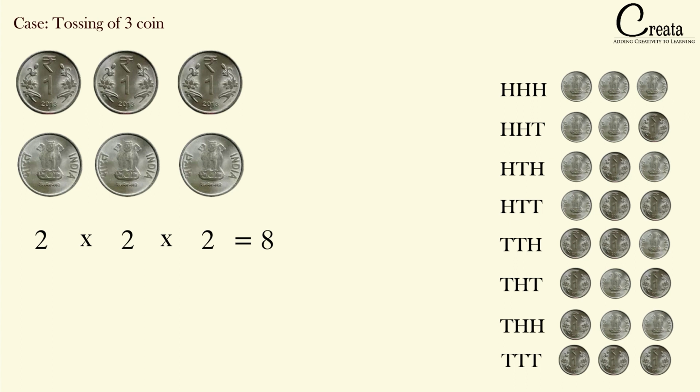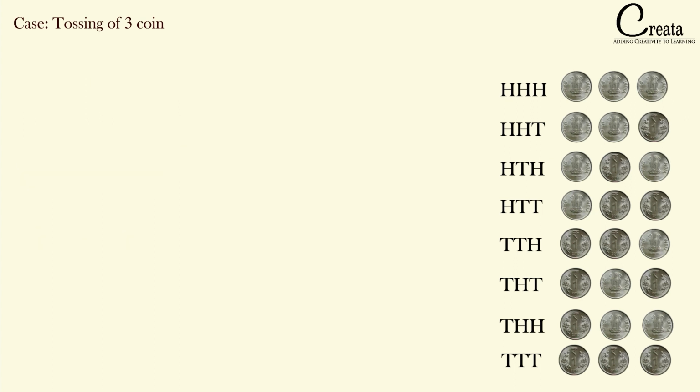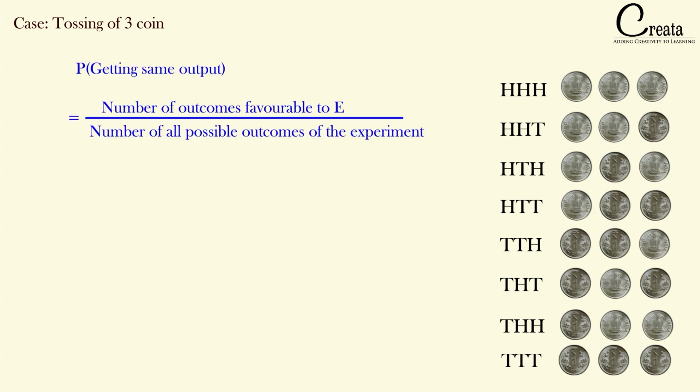We have multiplied 2 into 2 into 2. Similarly, if we are having 4 coins, then we can get 2 into 2 into 2 into 2, that is 16 output. If the question is for the 3 coin case, what is the probability of getting the same output? That is head, head, head or tail, tail, tail. Out of this 8, we are having only 2 outcomes which are having the same output. That is the first and the last. So we got 2 cases in the numerator and total 8 cases in the denominator. So our answer is 1 by 4.